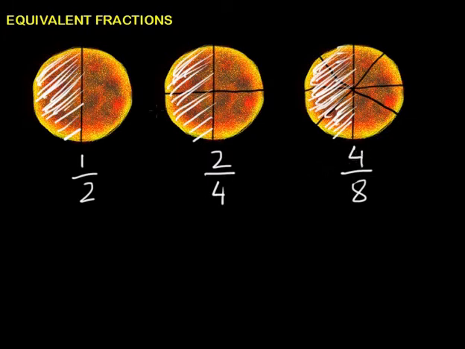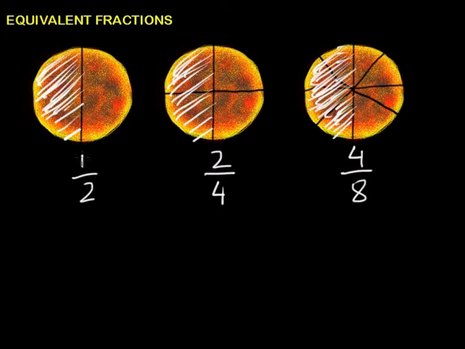Now if you observe closely, you can see that in all three cases, the quantity of the pizza eaten is the same. It means that all these three fractions are equivalent. And also, there is a mathematical pattern followed once we move from one fraction to another.